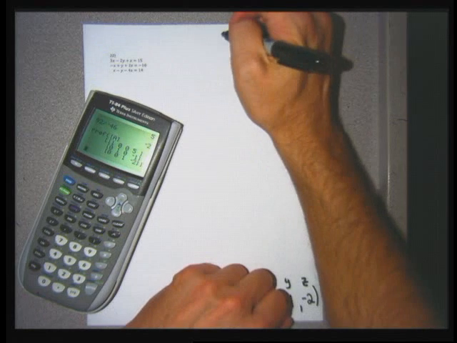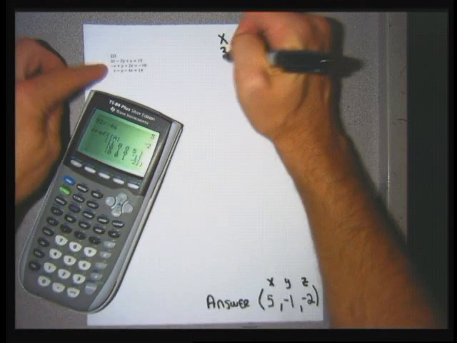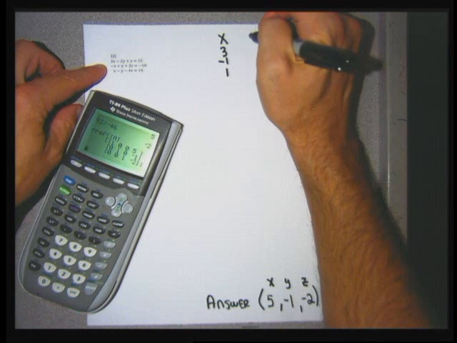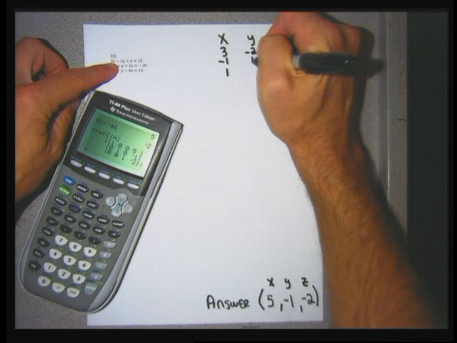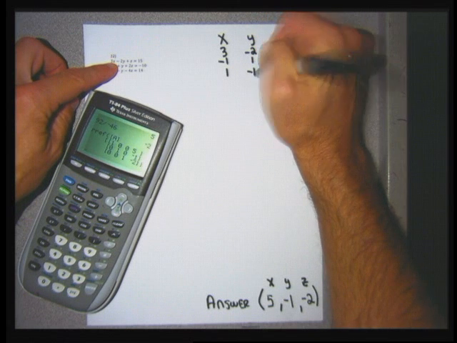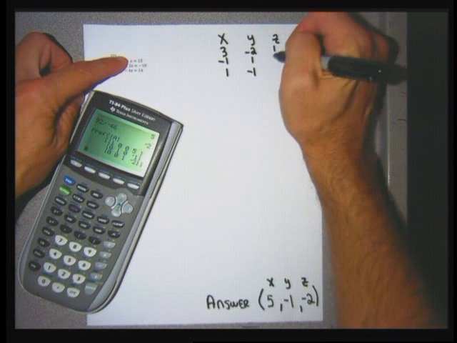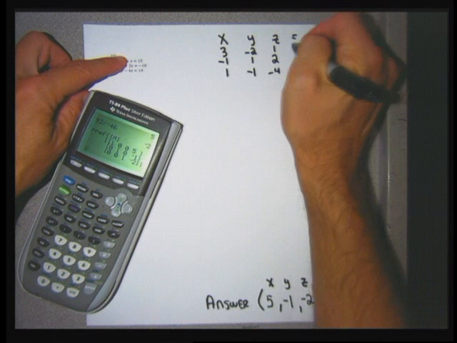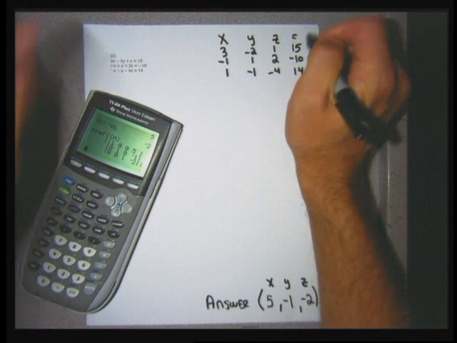I have 4 columns here. I have an x column of numbers, which there's a 3, a -1, and a 1 as the coefficients of the x's. There's a y column of numbers, which are -2, 1, and -1 as the numbers in front of the y's. There's a z column, which is going to have the numbers 1, 2, and -4. And there's an equals column, which is going to have a 15, -10, and a 14.